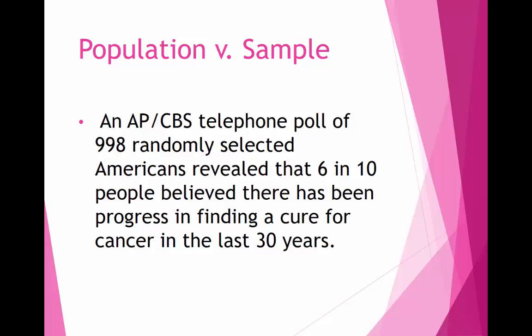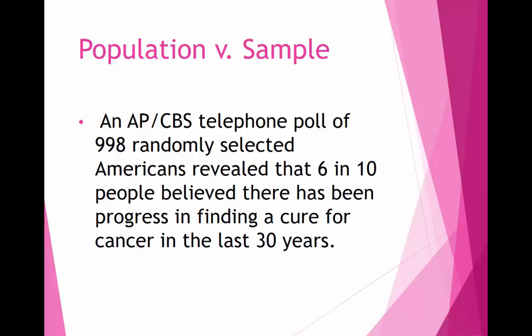An AP-CBS telephone poll of 998 randomly selected Americans revealed that 6 in 10 people believe there has been progress in finding a cure for cancer in the last 30 years. All Americans would be the population of interest. The 998 Americans actually spoken to would consist of the sample. The population parameter would be the percentage of Americans who believe there has been progress in finding a cure for cancer in the past 30 years.